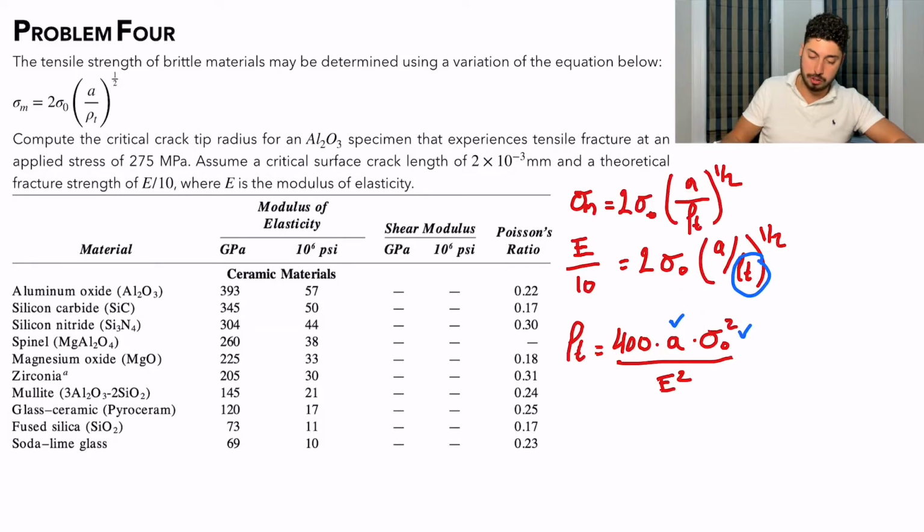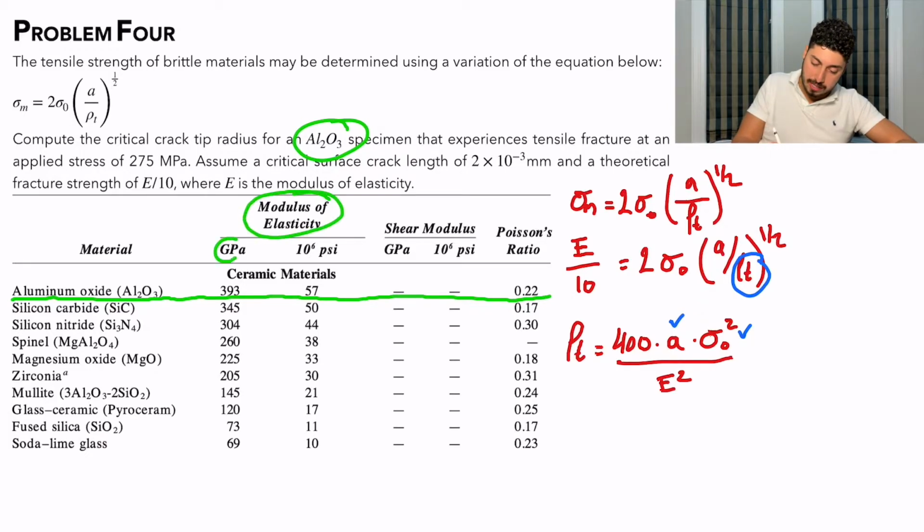So here's what we're going to do. We're told that it's an aluminum oxide specimen. So here's our aluminum oxide. And we're dealing with ceramic materials. So we know that our Young's modulus in gigapascals is going to be 393 gigapascals. So now we have all of our values. We can simply substitute the values and solve for our critical crack tip radius.